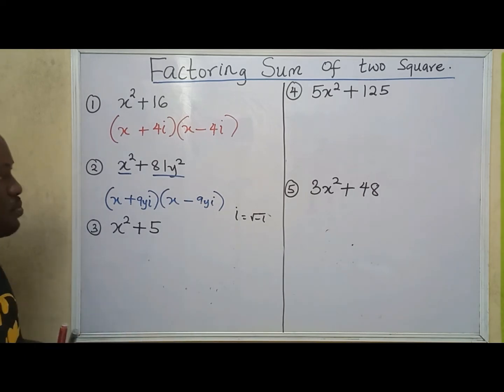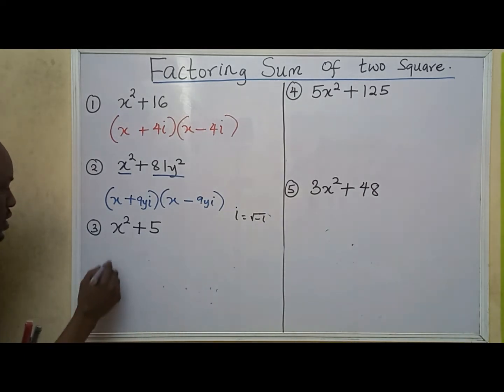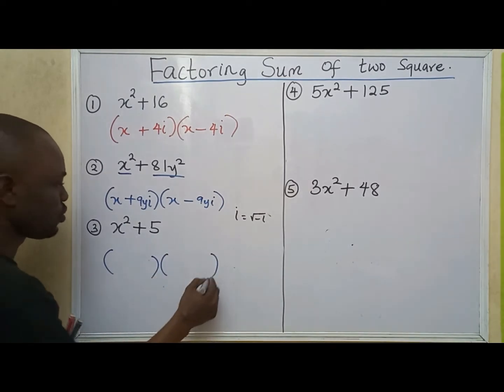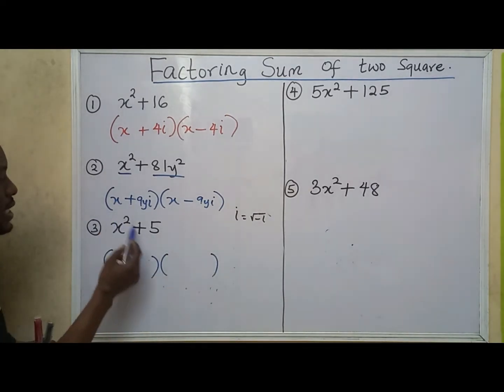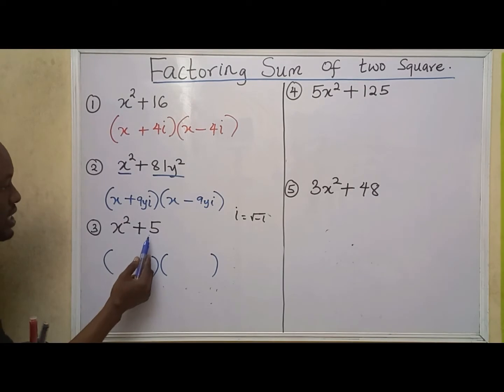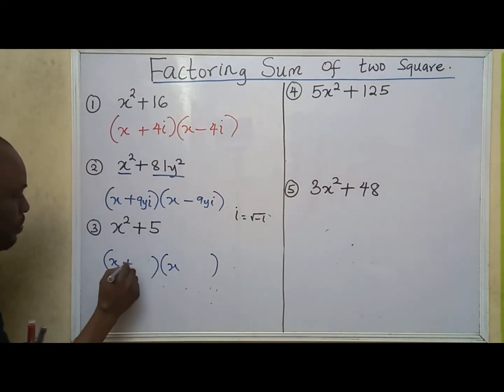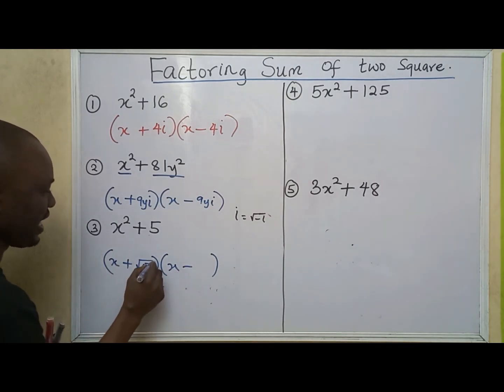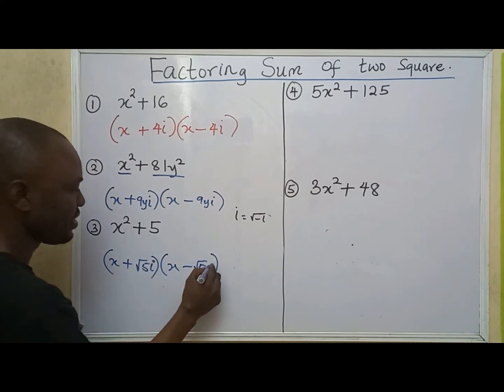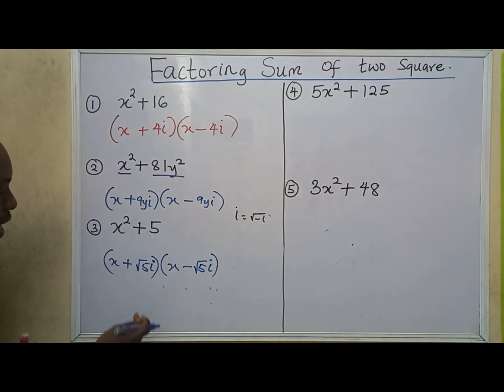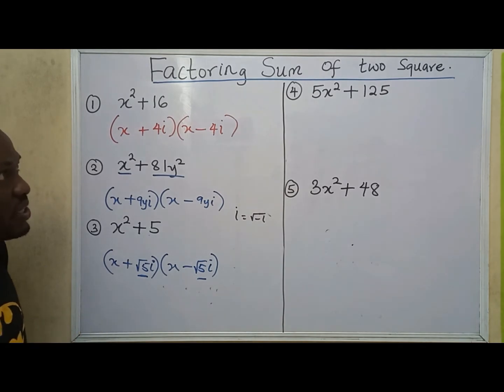So that's pretty simple. For this, I'll do the same thing, open up two parentheses, and for this one I'm going to find the root of this. So I have x plus minus, so here will be the square root of 5 times i. So always remember, the square root of 5, then i. Always remember that this will be expressed in terms of an imaginary number.